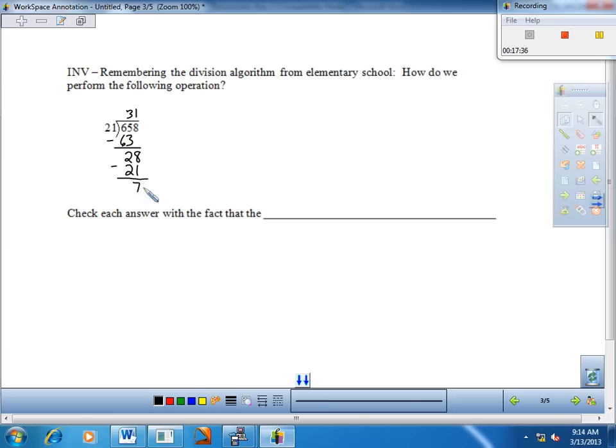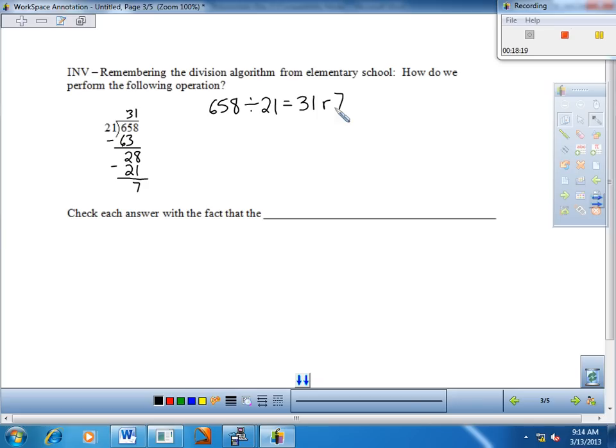Cool. So let's go ahead and write a few things down here and just get our bearings, and then we'll get a little abstract on the side. So this is basically the operation I did. I did 658 divided by 21, totally arbitrary. So how many groups of 21 are there in 658? Well, there are 31 groups of 21, and there were 7 units left over. Is everyone okay if I kind of write it like that?